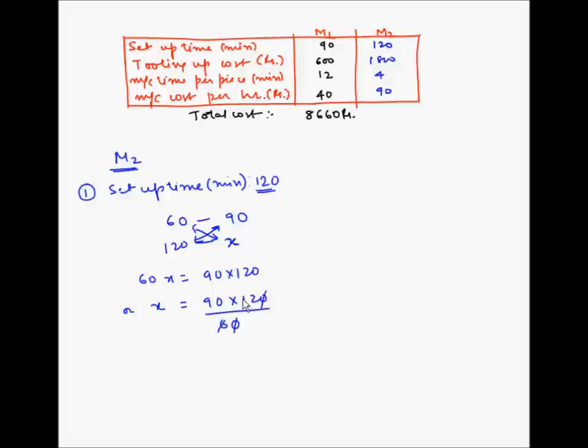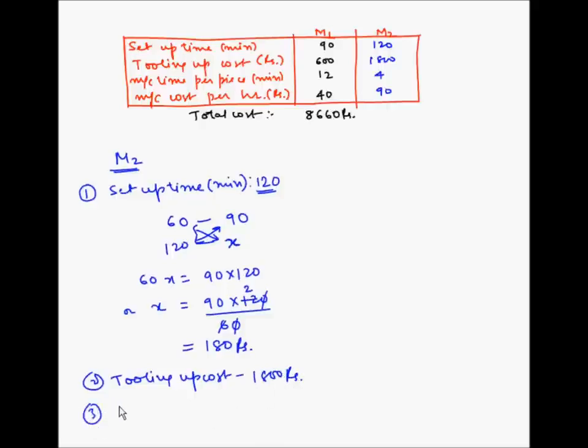0 cancels with 0. 6 twos are 12. So 9 twos are 18. 180 rupees. The second item is the tooling up cost, which is given as 1800 rupees. Now third is machining time per piece, which is given to us as 4 minutes.